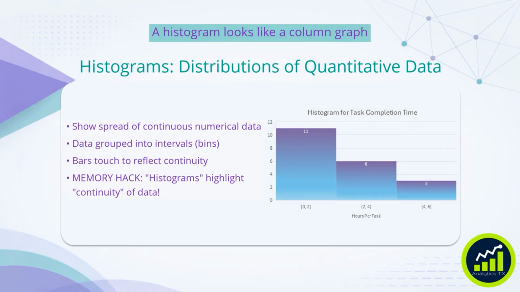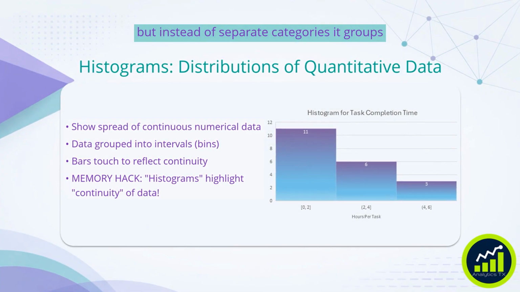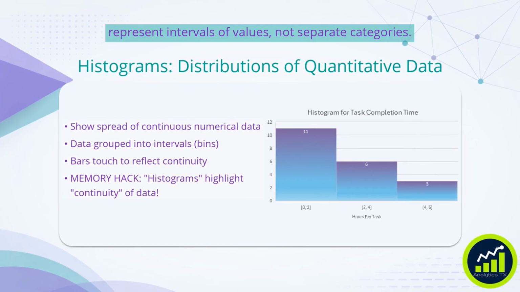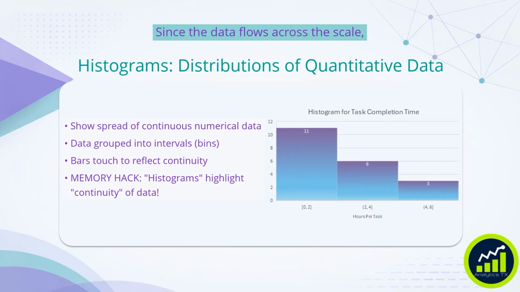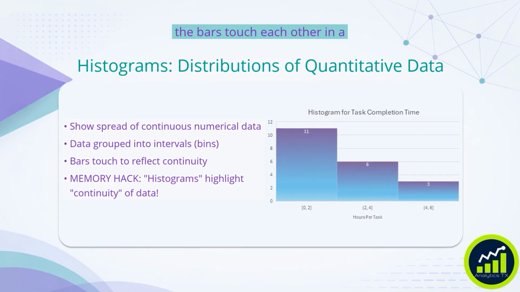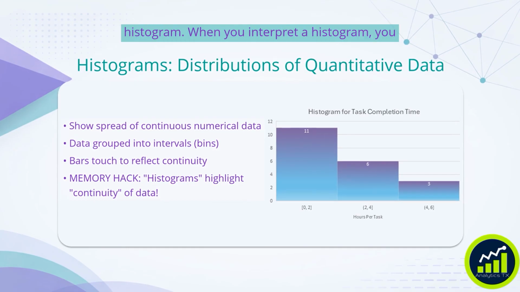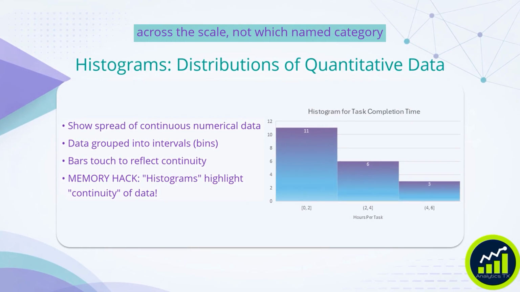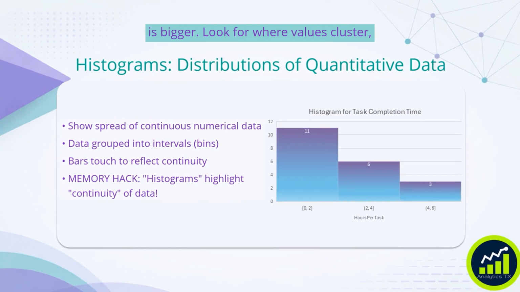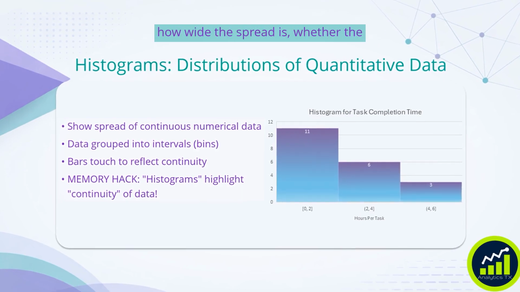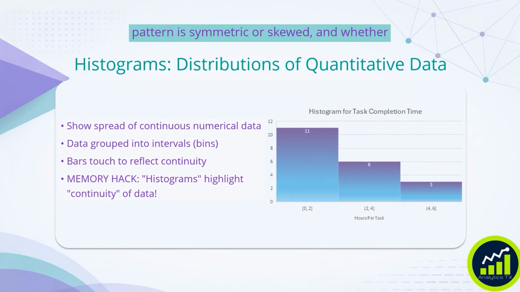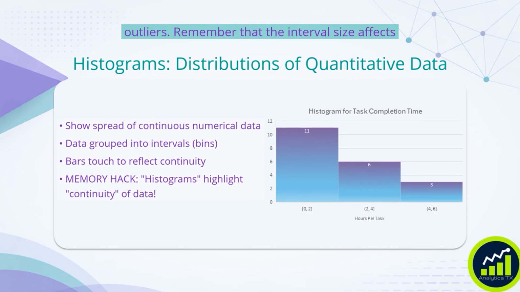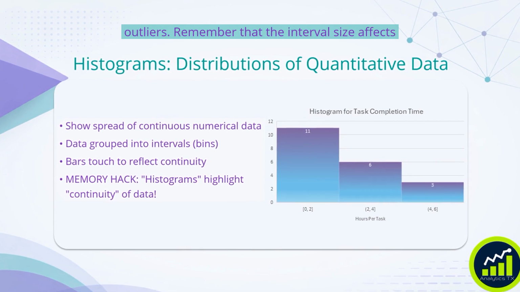A histogram looks like a column graph, but instead of separate categories, it groups numeric values into continuous intervals. The bars represent intervals of values, not separate categories. Since the data flows across the scale, the bars touch each other in a histogram. When you interpret a histogram, you are asking how the data are distributed across the scale, not which named category is bigger. Look for where values cluster, how wide the spread is, whether the pattern is symmetric or skewed, and whether there are isolated bars that may indicate outliers.